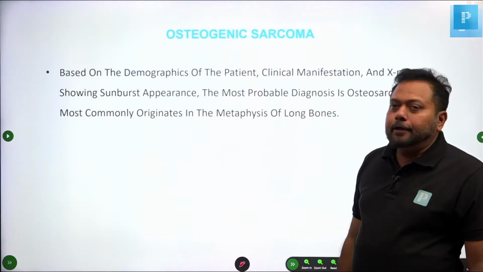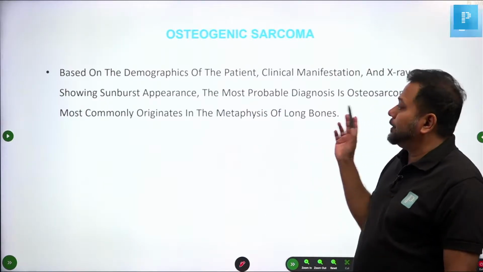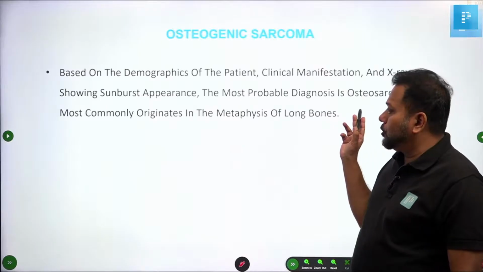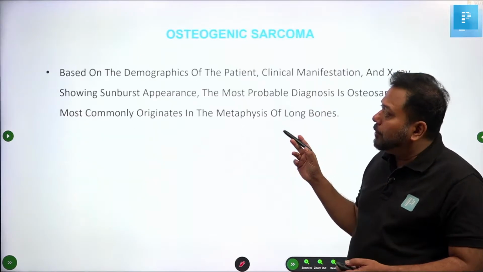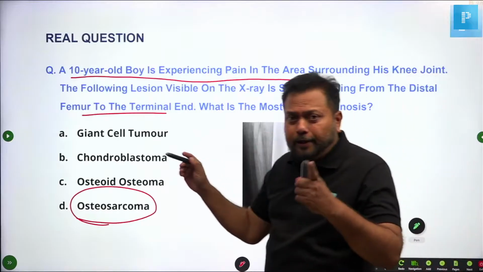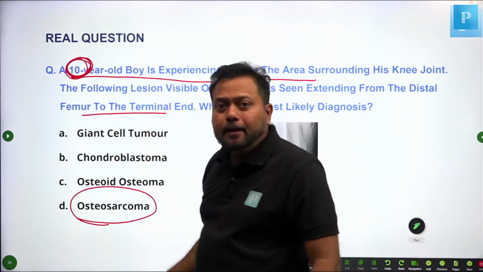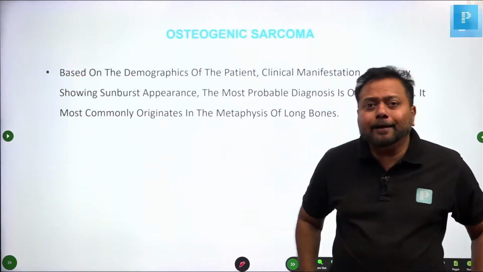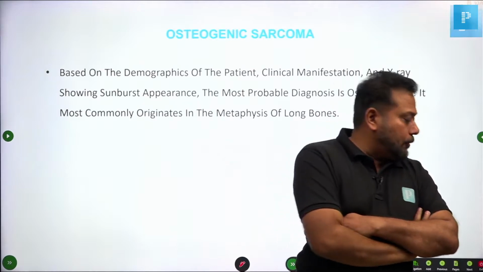Now, based on the demography of the patient, the area which is involved, the clinical manifestation, and X-ray showing sunburst appearance, the most probable diagnosis is osteogenic sarcoma, which most commonly arises in the metaphysis of the long bone. A 10-year-old is a little young. This is the only thing which is against, but all other things are there for osteogenic sarcoma. Now I will tell you the salient points. Please focus your fullest attention.